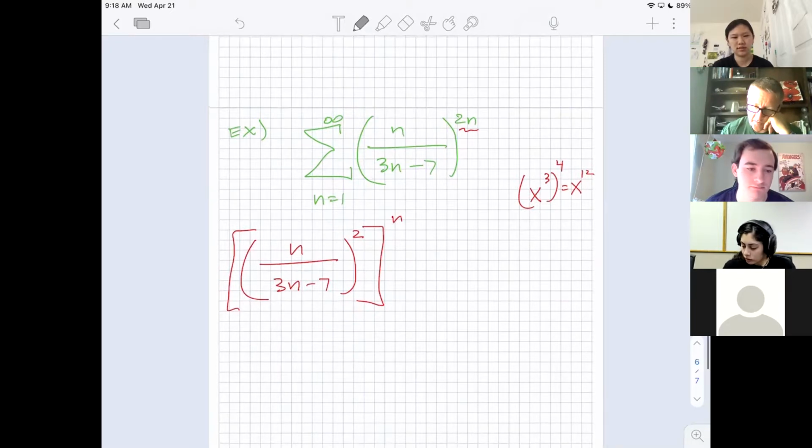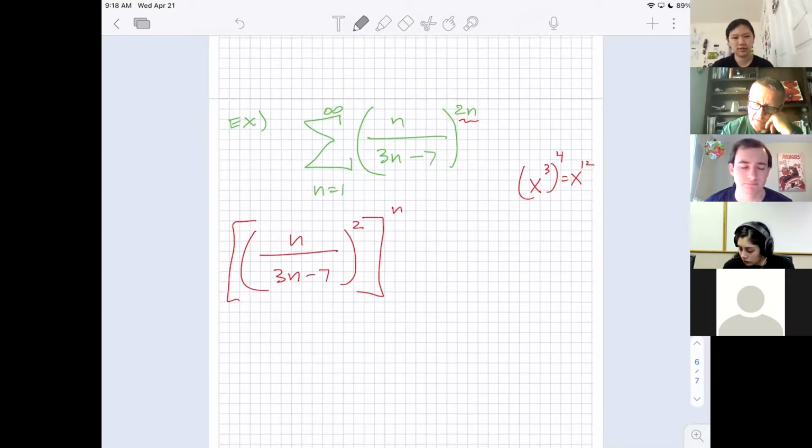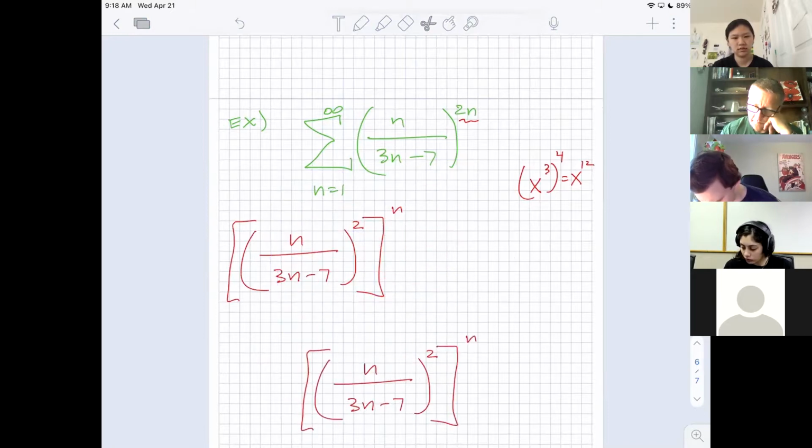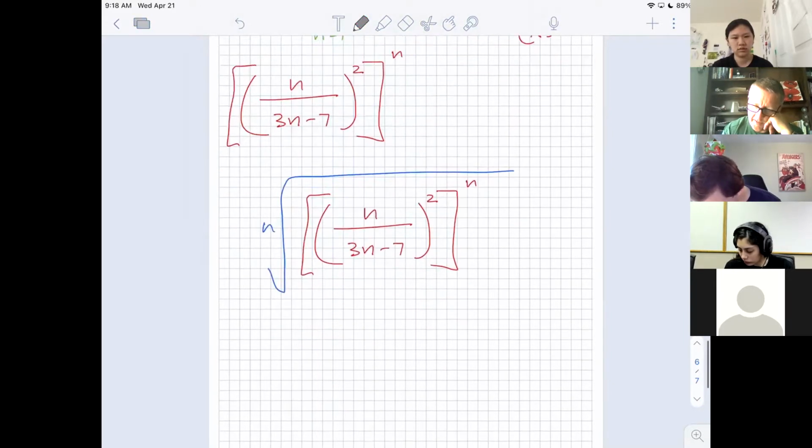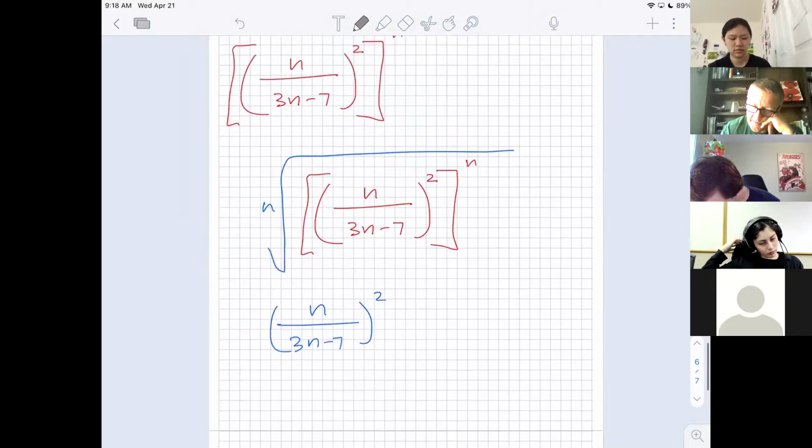Okay, great. So now I'll take the nth root of that expression, which I will. No, don't do that. Copy it. So now I'm going to come back and take the nth root of that thing, which of course is just going to cancel those. And so then I'm left with this statement to analyze: n over 3n minus 7. But notice it's actually raised to the second power. And I want to know what is that as n goes to infinity.